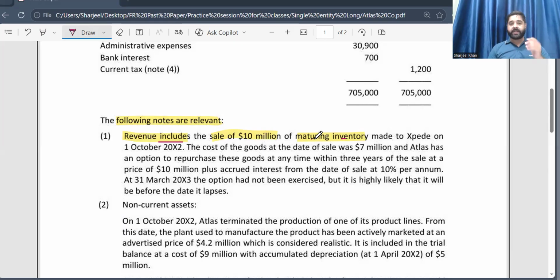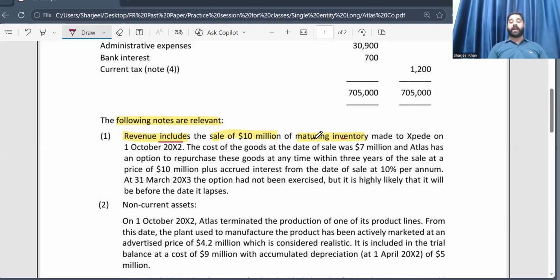So in a repurchase agreement, no control of inventory is transferred, no performance obligation is satisfied. If no performance obligation is satisfied, the company cannot recognize the revenue. Any amount received will be treated as a loan, and they will charge interest cost or interest expense in the statement of profit or loss.